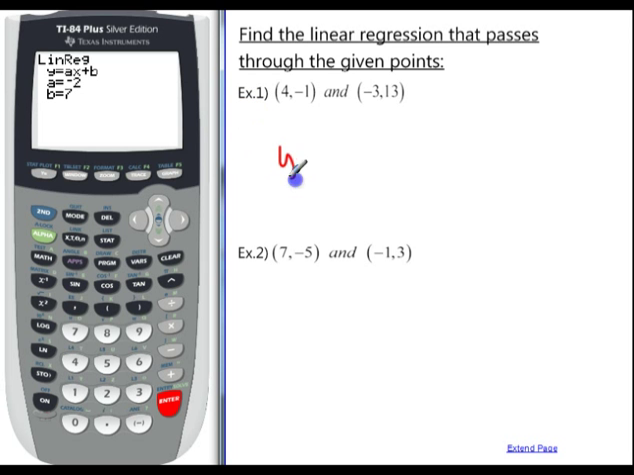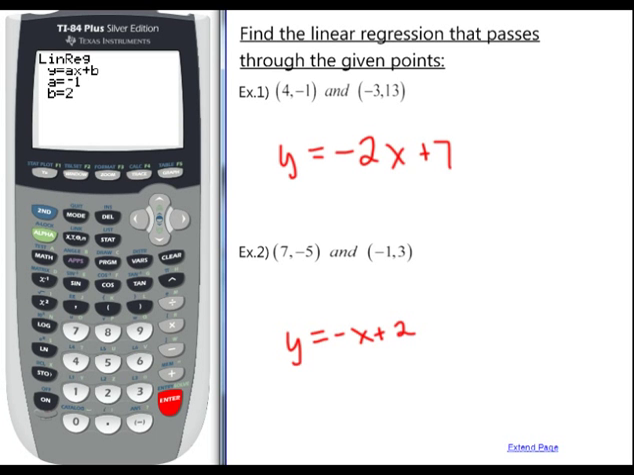We have y is equal to negative 2x plus 7. I want you to go ahead and try the second example on your own and check back with me when you're finished. You should have gotten y equals negative x plus 2.